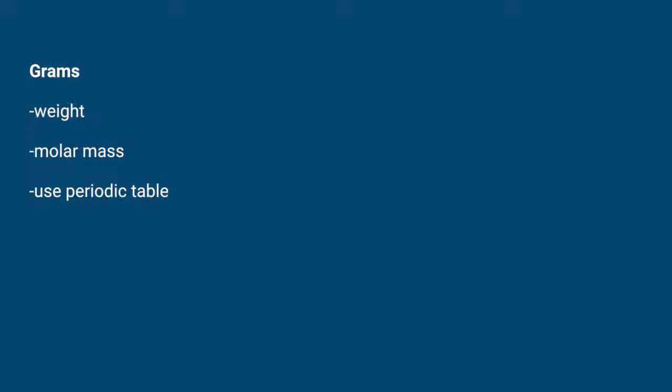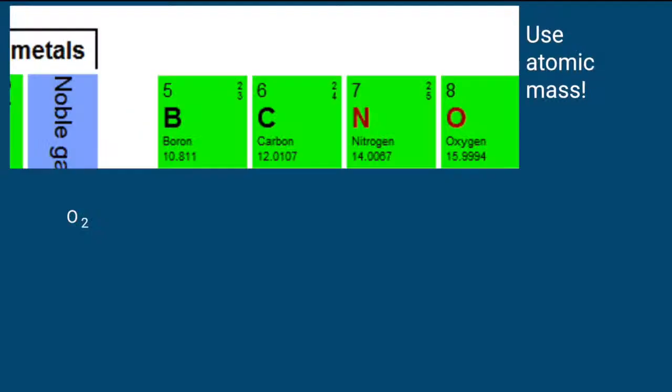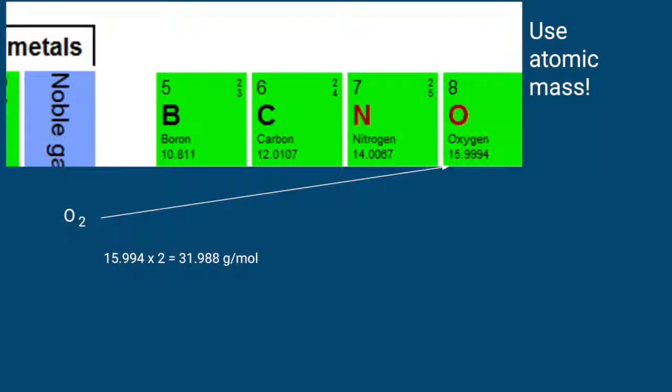So grams are a measurement of weight, and the conversion uses molar mass, which you can find with the periodic table. To calculate molar mass, you take the atomic mass of each element in the compound or substance and add them. So for O2, you will take oxygen's atomic mass, which is 15.994, and multiply it by 2, because of the 2 in O2, and there are 2 oxygens. So you get 31.988 grams per mole. And grams per mole is the unit for molar mass.